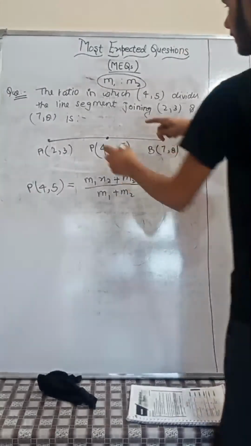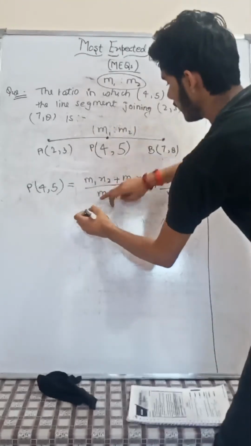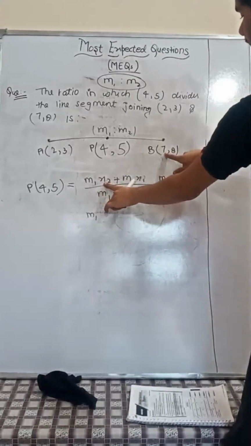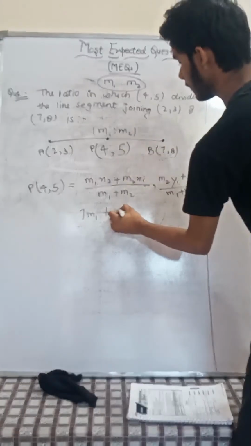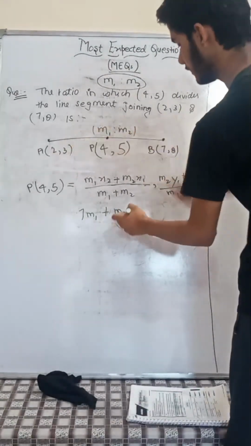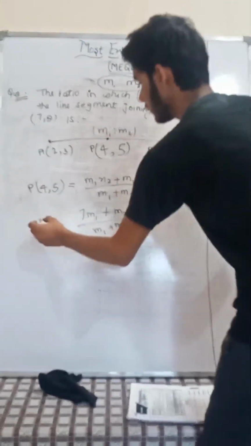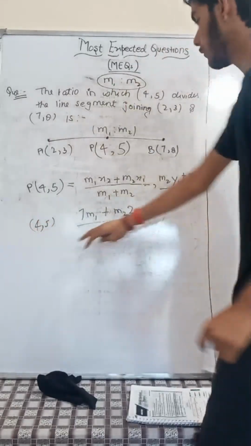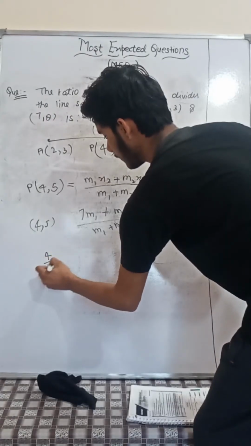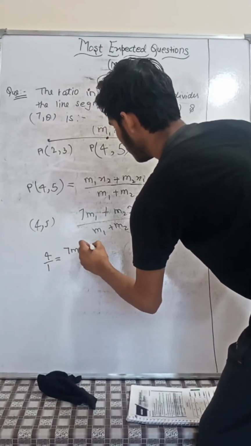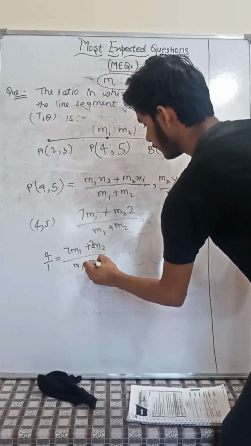Now m1 is unknown here. m1 x2 is 7, that is 7 m1, plus m2, with x1 being 2, upon m1 plus m2. Now equate the abscissa: 4 upon 1 equals (7 m1 plus 2 m2) upon (m1 plus m2).